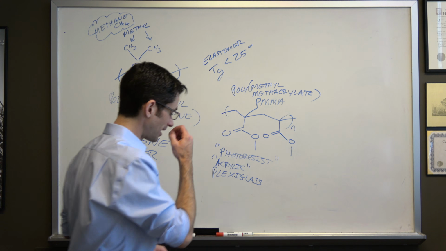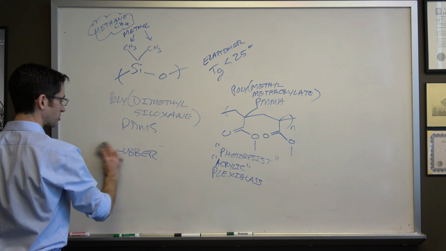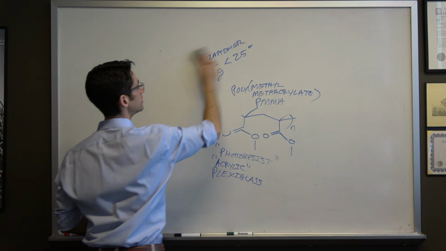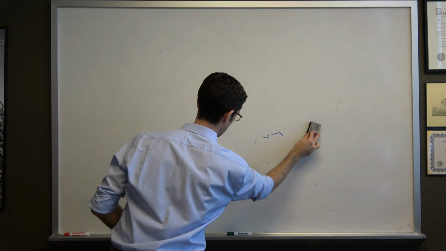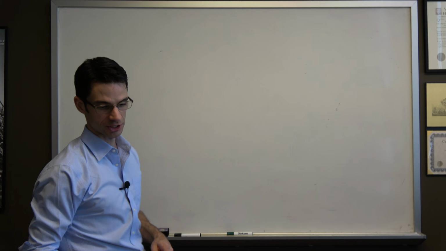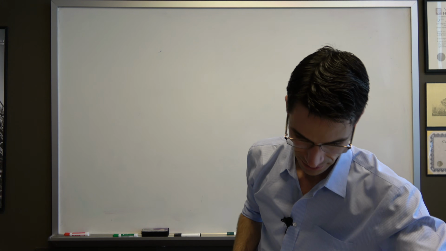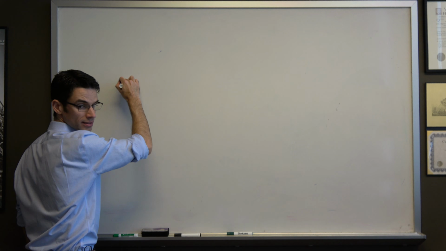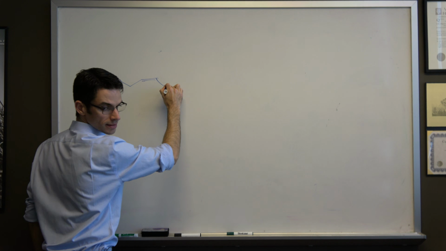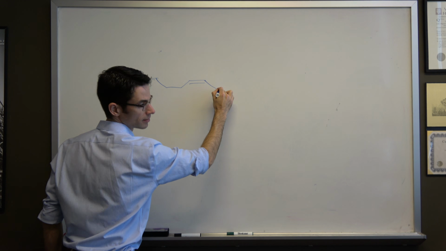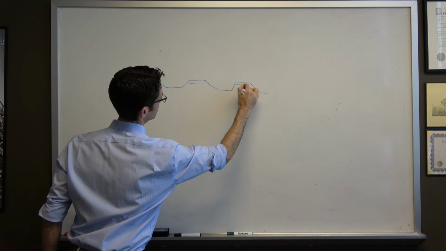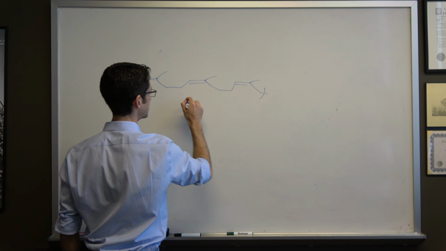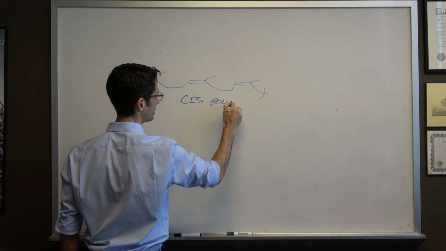Now there are a couple of different kinds of rubbers, natural rubber and synthetic rubber, that have a structure that has a lot of unsaturation in it. So, for example, this is called cis polyisoprene.